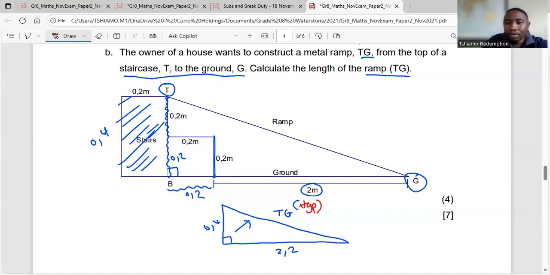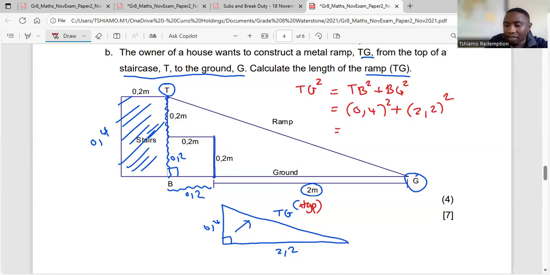The hypotenuse. So how would I calculate the hypotenuse? I'm going to say TG squared equals TB squared plus BG squared. And then substitute in your values. This is how much? 0.4 squared plus 2.2 squared. And then press them on a calculator. 0.4 squared plus 2.2 squared, we get 5, TG squared. So what do you do here? Square root. Don't forget to square root, and then write your reason for your answer.